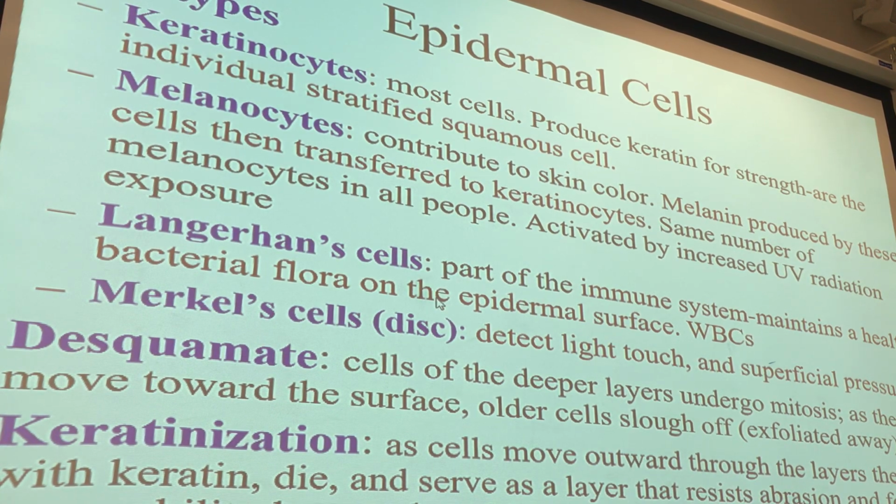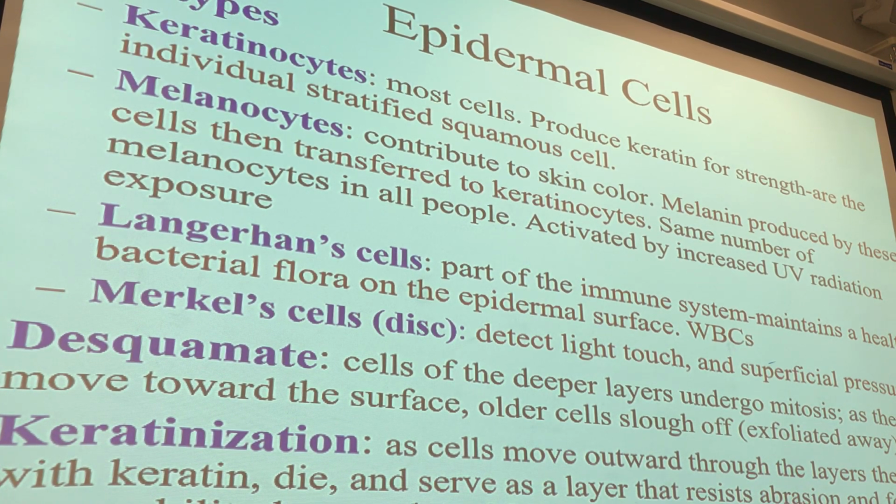Merkel cells, or discs, detect light touch and superficial pressure. And we'll talk about these coming up. So these light touch receptors, Merkel's discs, help us identify different types of patterns. If I ask you right now to go into your pocket and, without looking, find your car keys, I bet every single one of you that has car keys can tell just by touch which are your car keys.